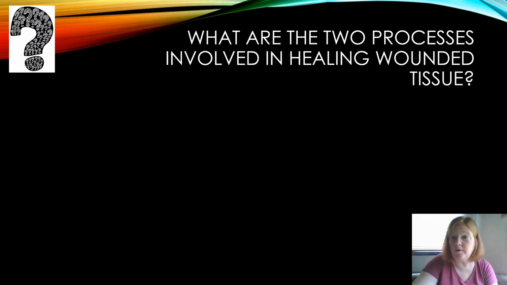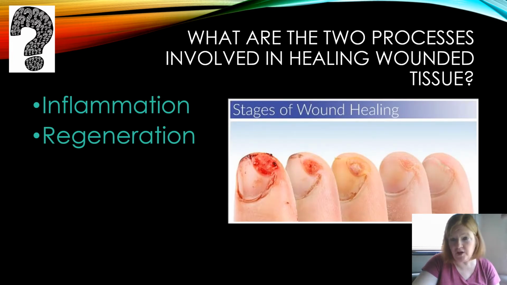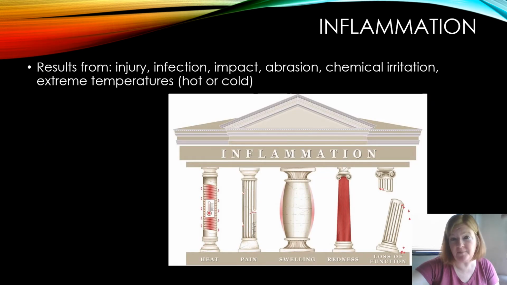Okay, what are the two processes that are involved in healing wounded tissue? Well, we have inflammation and regeneration. Now, to be honest, these are kind of interconnected and happening at the same time, but we'll focus on them individually. So inflammation. Inflammation results if you have an injury, an infection, an impact, an abrasion, chemical irritation, extreme temperatures, hot or cold.